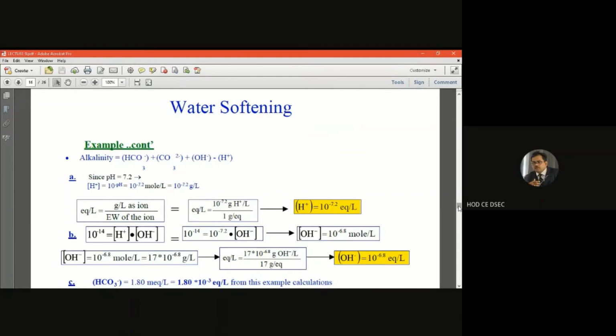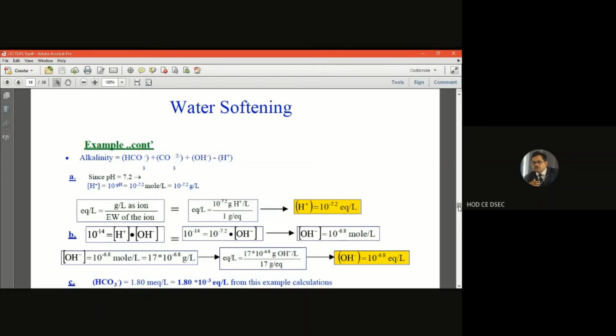Second part, I will consider from the chemistry of our school level. Again, I am just recapitulating our chemistry of 9th-10th class. The ionic product of H plus and OH minus in water, we know, as we have learned from our childhood, is 10 to the power minus 14. That concept we know: 10 to the power minus 14 equals H plus into OH minus.